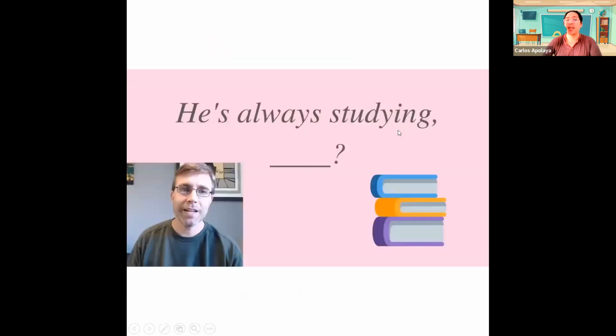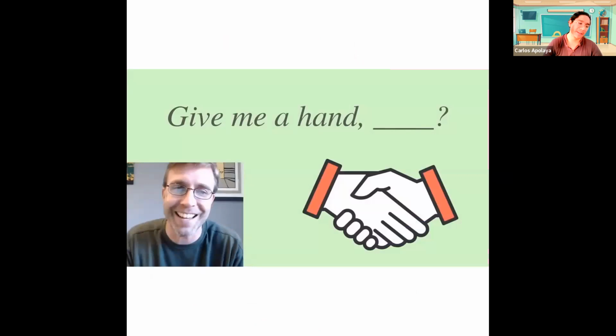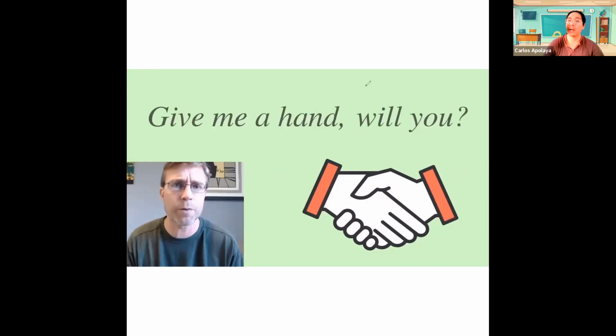Let's practice. He is always studying. What is the tag question? He is always studying. Isn't he? Give me a hand. That's a good one. Give me a hand. It's an imperative. Do you remember? Okay. So will you or would you?